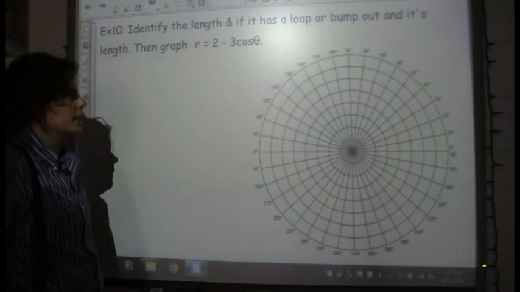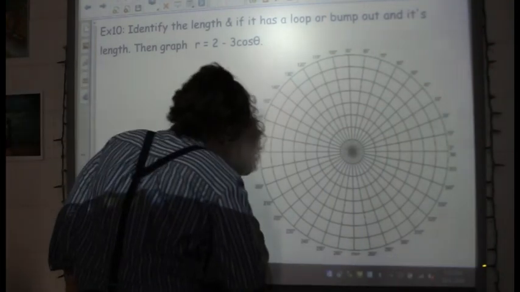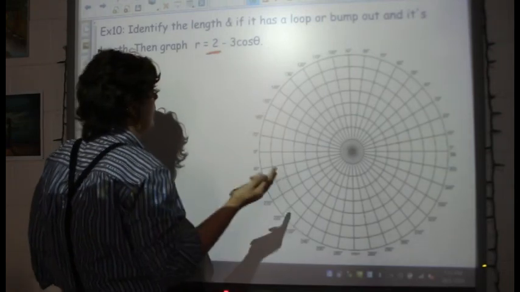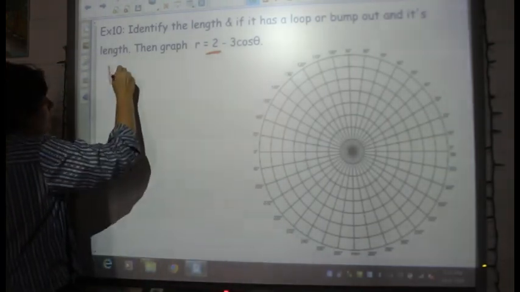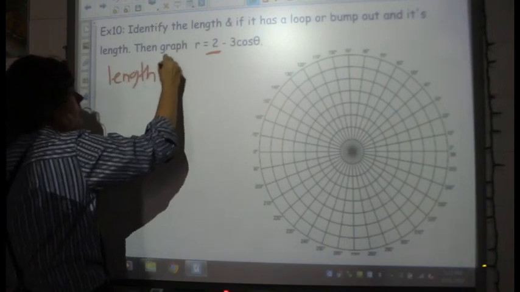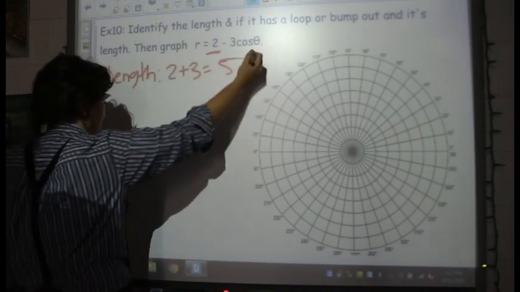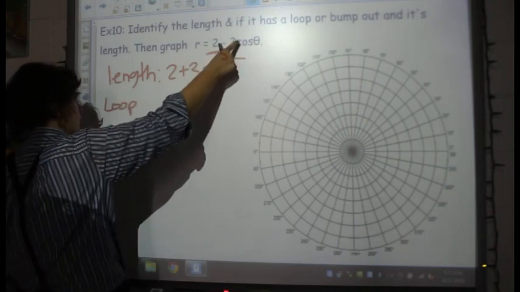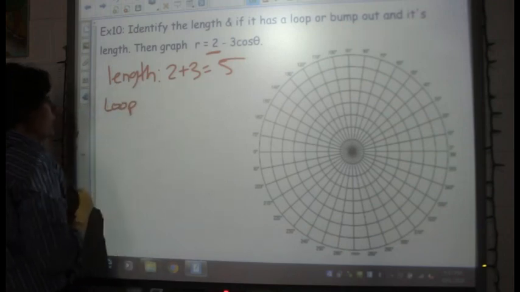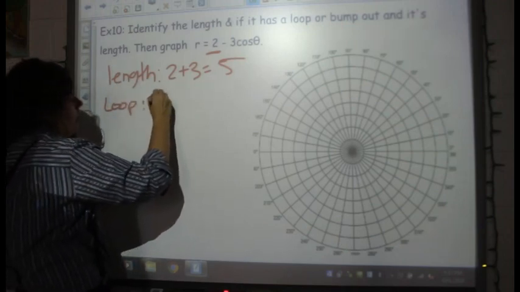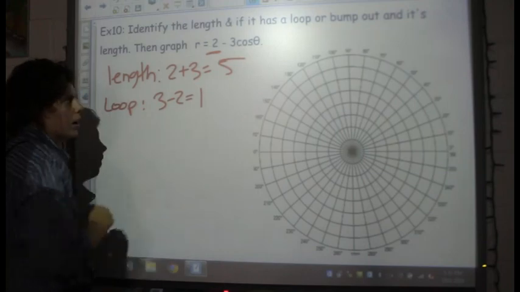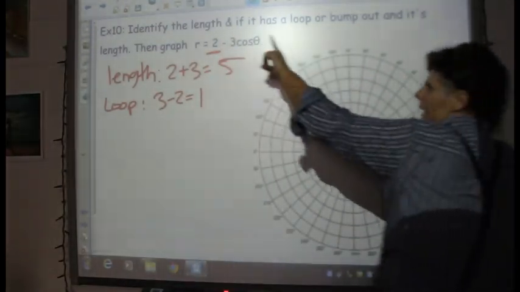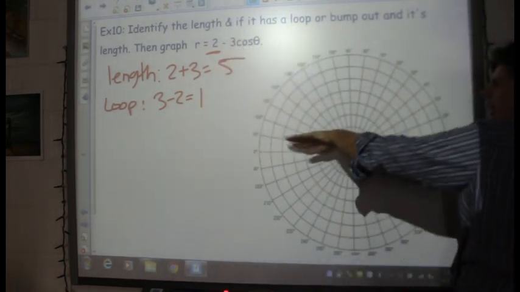All right, so here we are, example number 10. Again, we know we have a limacon because we have different numbers. The A is little, which means we're going to have a loop. Before we get to that, we can talk about the length of the entire limacon, which is going to be 2 plus 3, which gives us that 5. We know we have a loop, again, because the A value is smaller than the B value. So we have a loop, and we are going to have 3 minus 2, which gives us a length of 1. It's cosine, so we're going in the x direction, and we have a negative sign, which means we're going in the negative x direction.